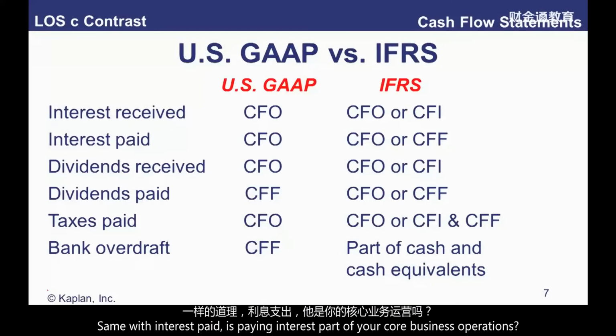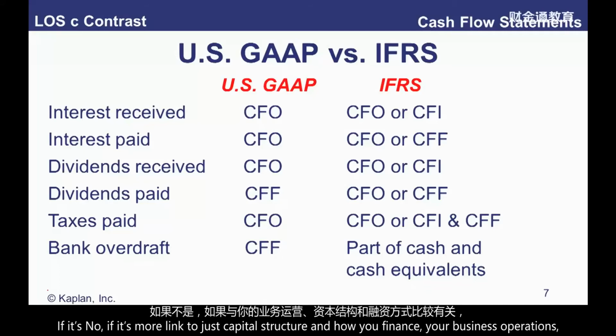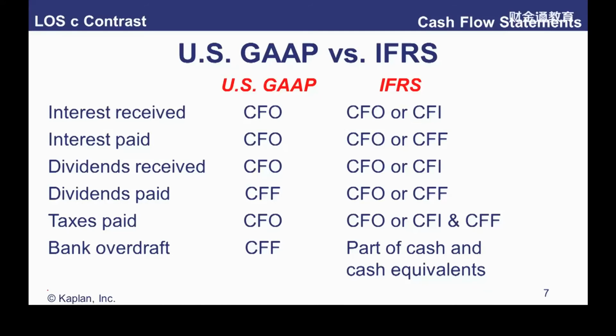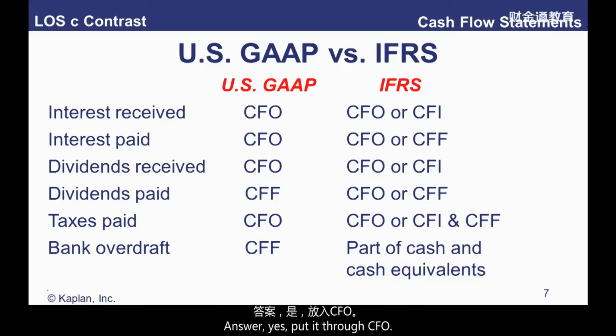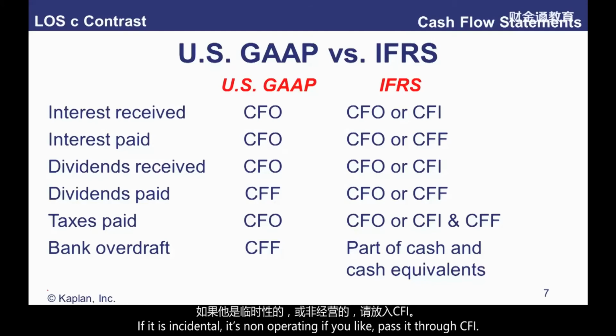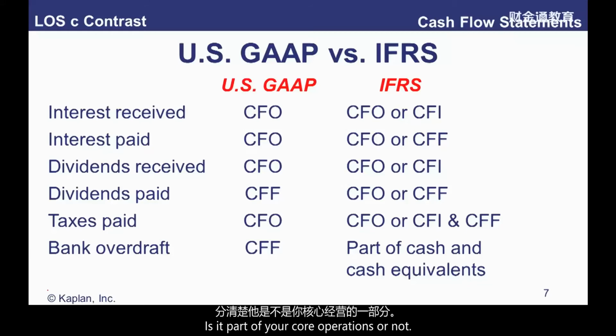Same with interest paid. Is paying interest part of your core business operations? Yes, if you're a bank, put it through CFO. If it's not, if it's more linked to just the capital structure and how you finance your business operations, it would pass through CFF. The same with dividends. Is receiving dividends part of your core operations? Answer, yes, put it through CFO. If it's incidental, if it's non-operating, if you like, pass it through CFI. Same with dividends paid, CFO or CFF. You've got a split. Is it part of your core operations or not?